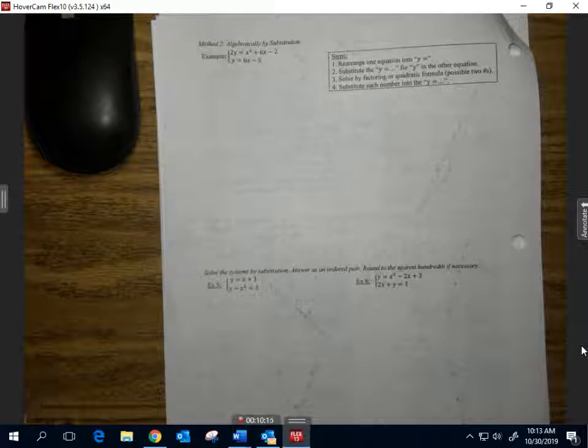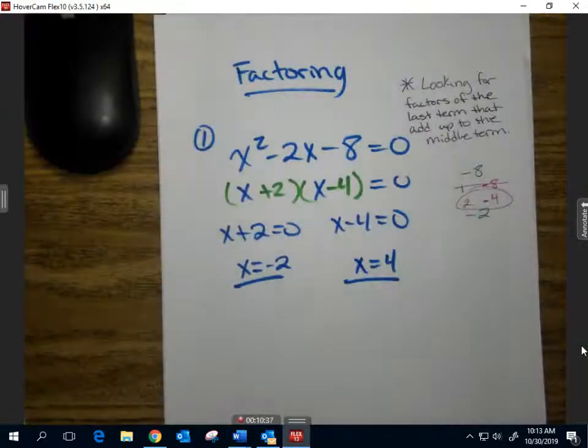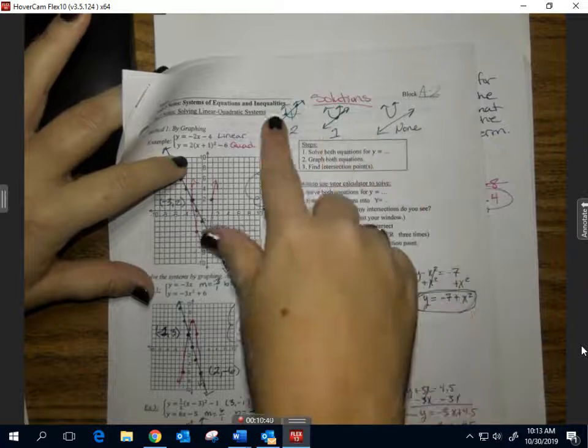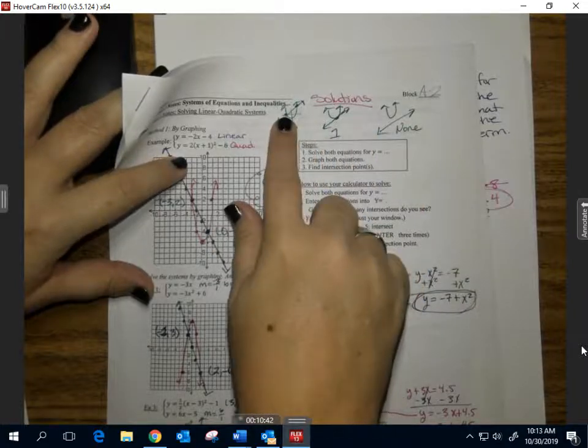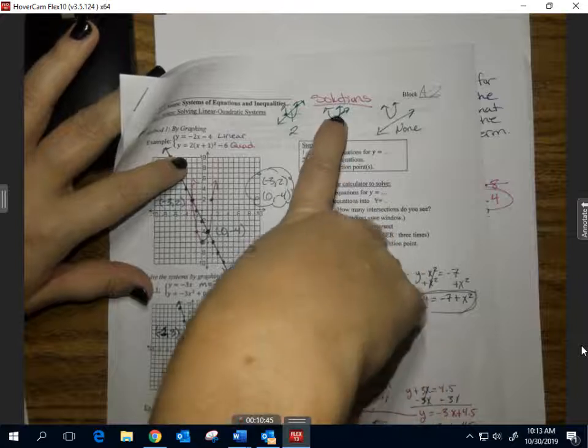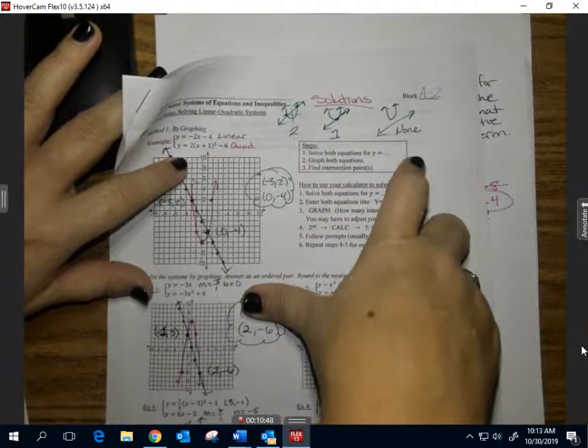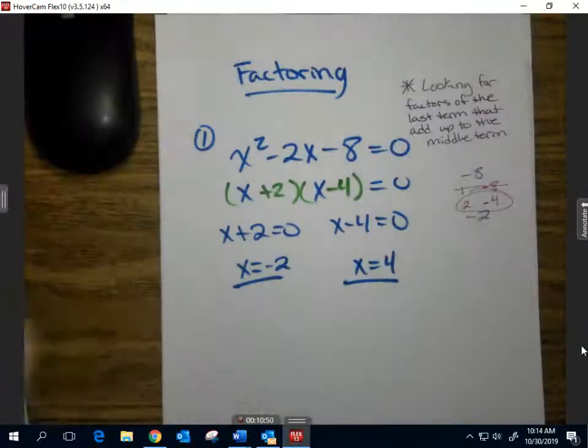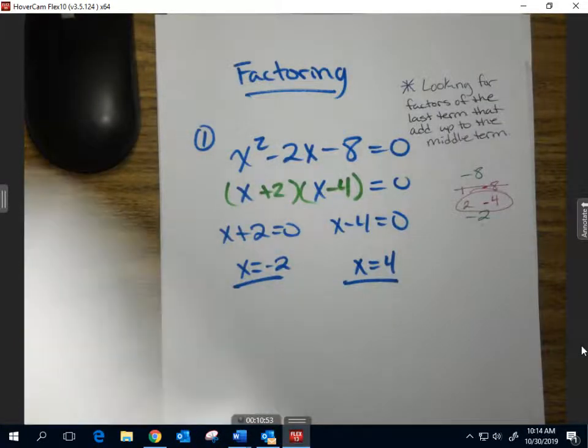So like I told you before, as you can see, there are 4 steps to solving these quadratic and linear systems. We're still looking for the possibly two points of intersection. There could be one, and there could be none, right? So if you remember from last time, these could be our solutions. You could have 2 where it intersects twice, 1 where it only intersects once, or none. All right, let's go.